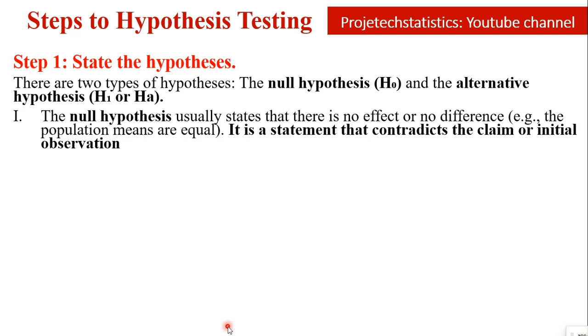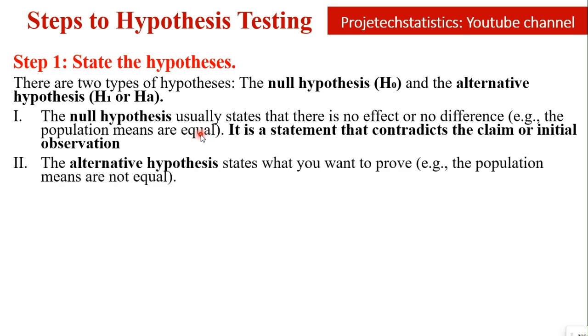Now, in step one, we state the hypothesis. There are 2 types of hypothesis, so to say. Now, you can see the hypothesis is in plural here. The first type of hypothesis is a null hypothesis, and the second one is the alternative hypothesis. The null hypothesis usually states that there is no effect or no difference. It is a statement that contradicts your claim most of the time. A statement that contradicts your claim or your initial observation about an event.